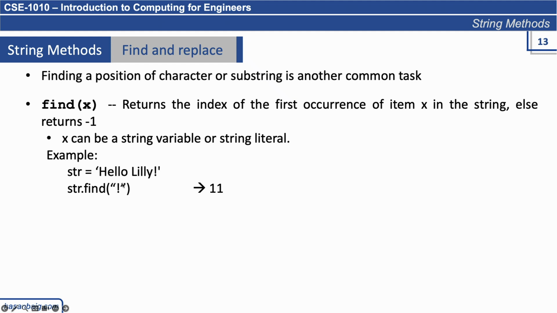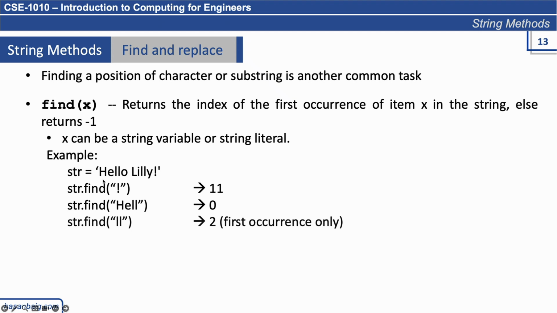You can see the string find. What we are finding here is the exclamation mark, and the index of the exclamation mark is 11. You start off from 0, 1, 2, 3, 4, 5 is the space, 6, 7, 8, 9, 10, and 11. So the exclamation mark is present at the 11th index. You can also search for entire substrings. HELL is placed at the 0th index.